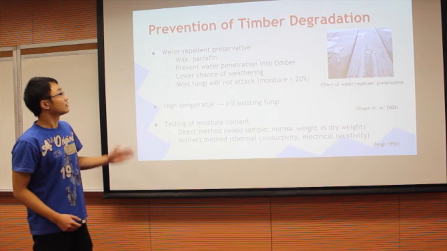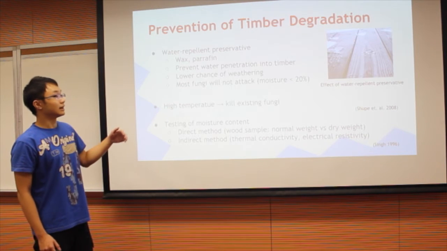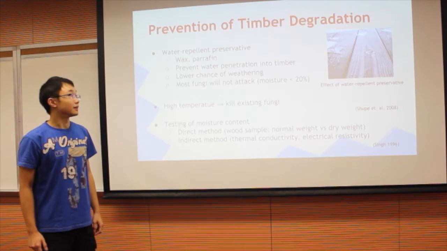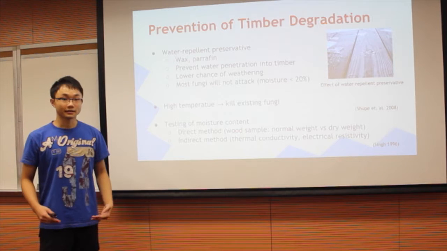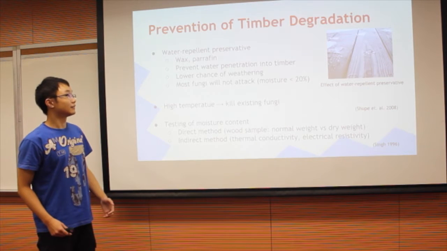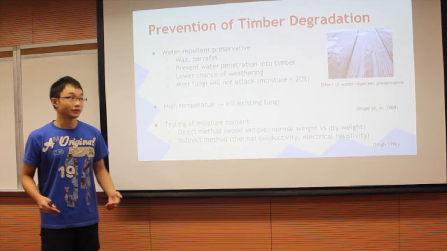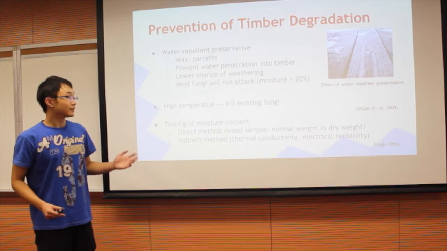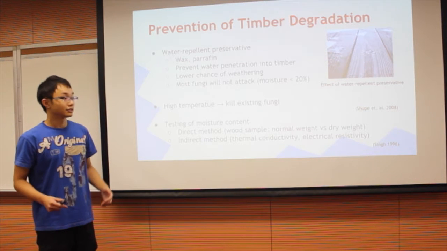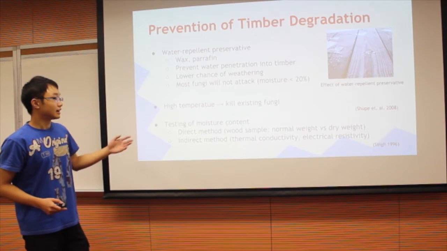It is now for the prevention of timber degradation. Through a surface coating on the timber, such as a water-repellent preservative, we can use wax and paraffin, and it can prevent the water penetration into the timber, and it lowers the chance of weathering, and also fungi will not attack the timber when the moisture is lower than 20%.